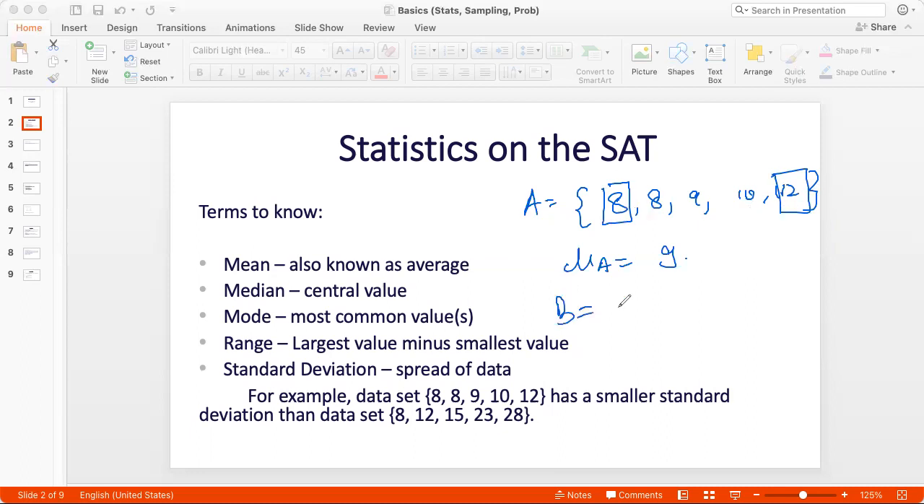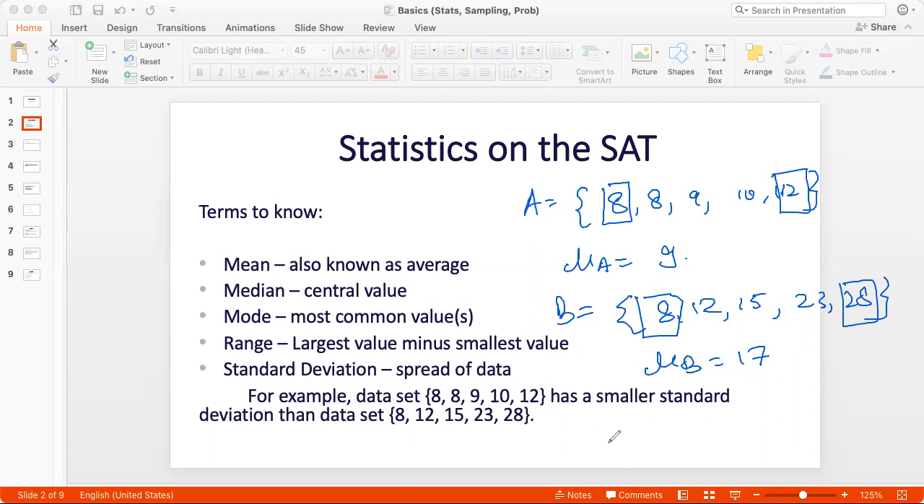If you look at B, which is 8, 12, 15, 23, and 28, let's say the mean for this is 17. Again, I don't know if that's the mean, but I'm assuming a reasonable assumption. Then here the spread is going till 8 on the left and 28 on the right. So I can see that the spread from the mean is lower for set A compared to set B. In set B, the spread from the mean is higher.